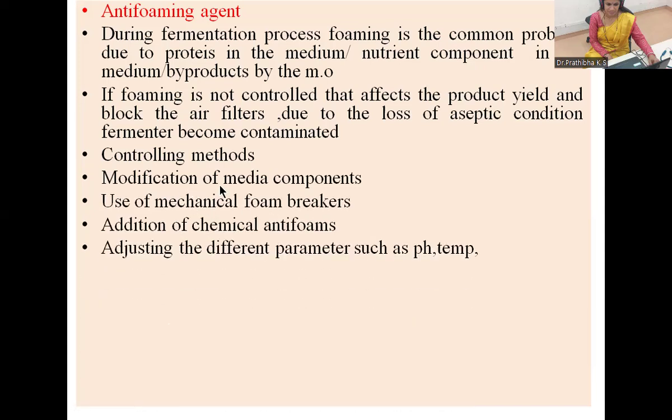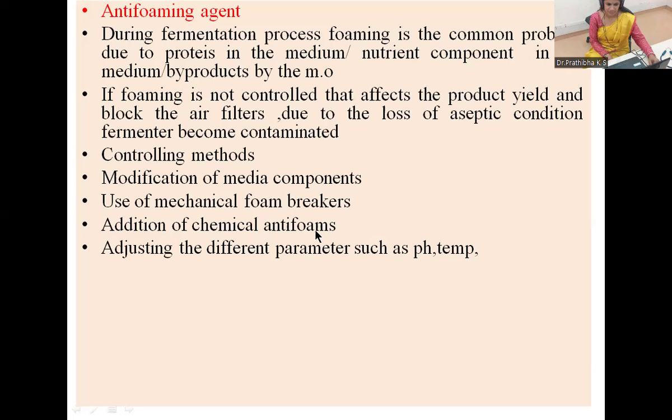Controlling methods like modification of the media components are also very important. The media, the protein content or carbon and nitrogen sources we provide in the form of nutrient chemicals, should not give too much foam in the fermenter vessel. If they give too much foam, that hinders product formation. We are unable to get a good result. A desired product is not possible. So we need to modify the media components in such a way that they give a minimum amount of foam. Then mechanical foam breakers can also be used in a fermenter vessel.